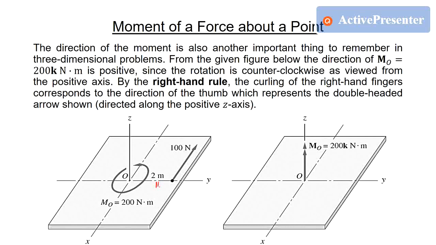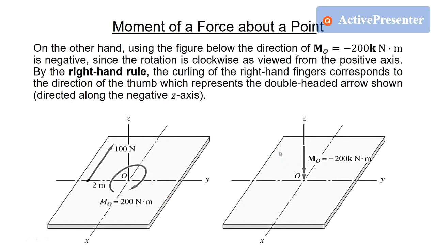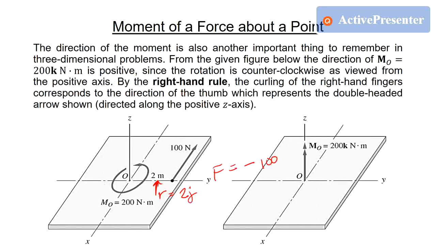If you want to use the vector method, we can say r from this direction is 2j, and F is negative 100i. So r cross F, if you do the 3 by 3 matrix, the answer is 200k Newton meter. So you will get a positive answer.